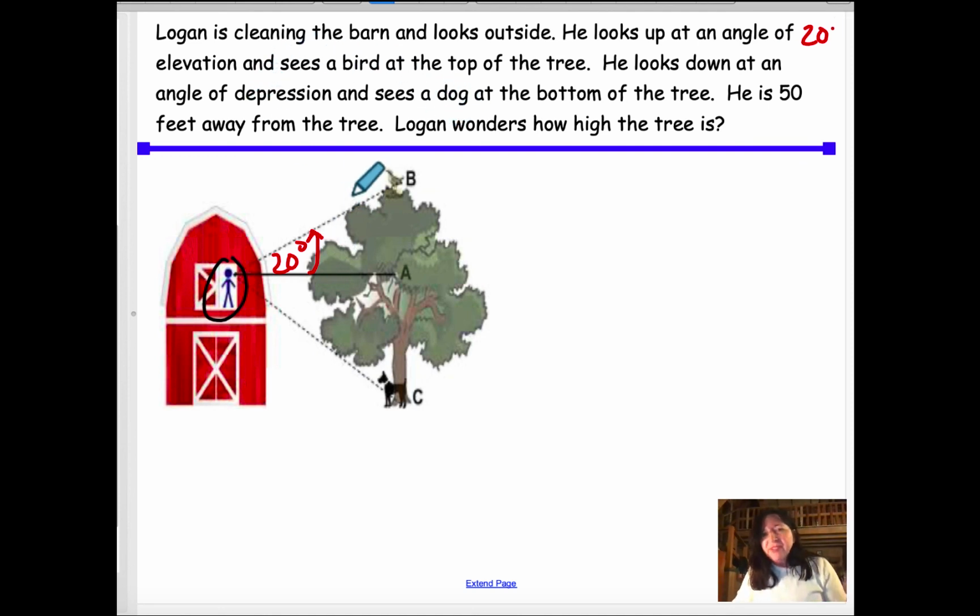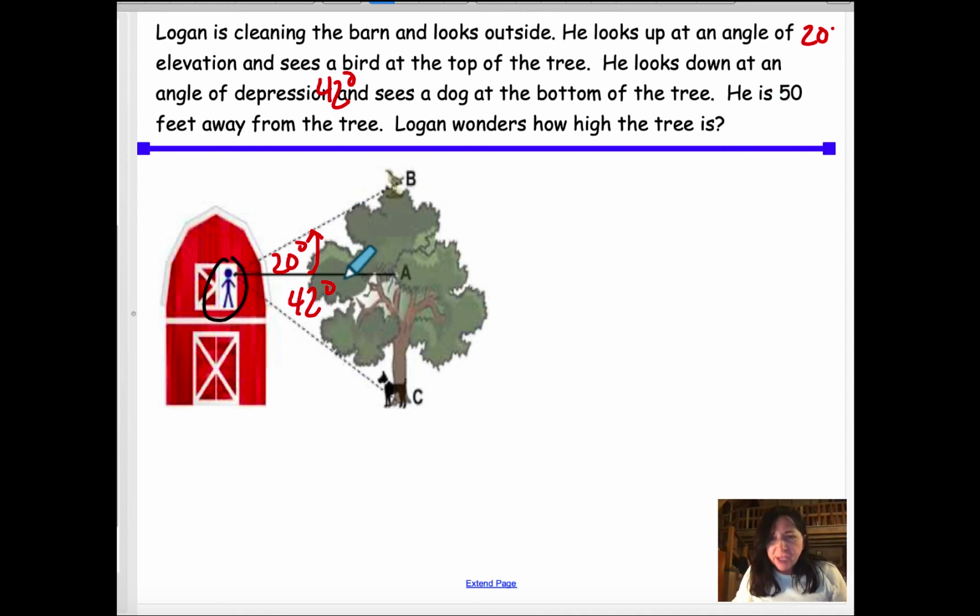Then he looks down at an angle of depression, also left that out. Let's say that angle is 42 degrees. We'll just say that's 42 degrees. The angle of depression, remember, goes straight down. That's based on a horizontal. Also, angle of elevation goes up, angle of depression goes down, both off of a horizontal.